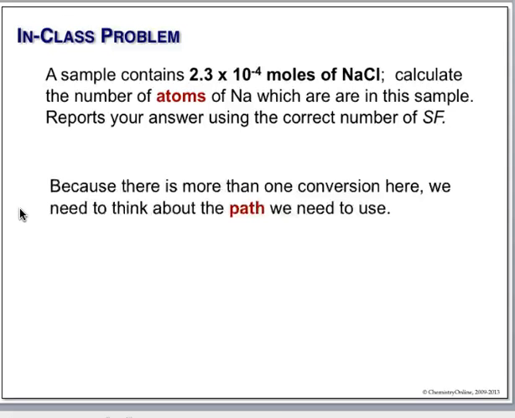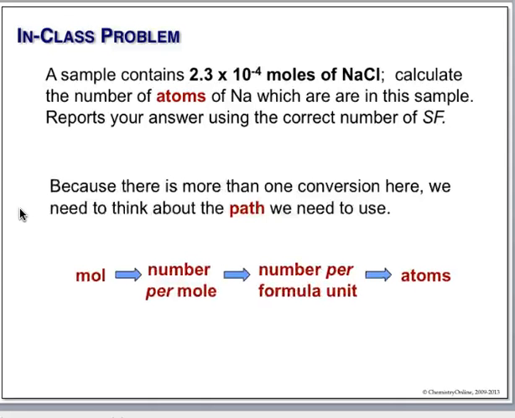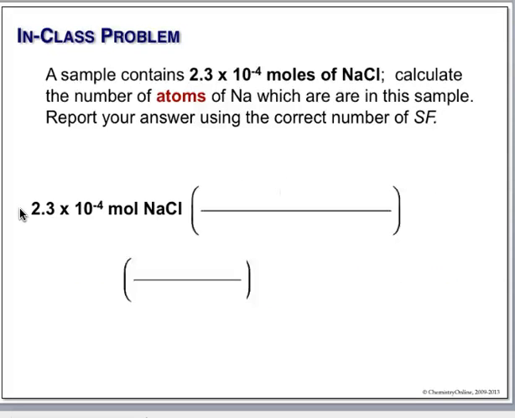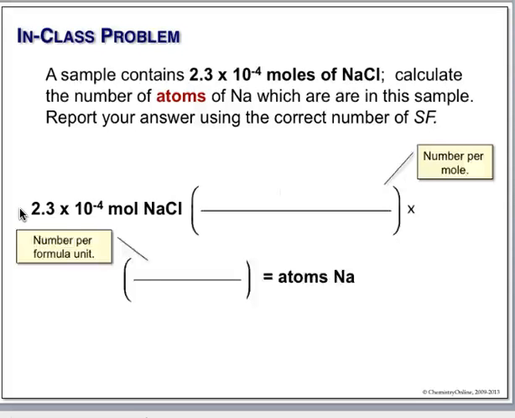So, let's do this math, and you guys can fill in the ratios. Let's start with moles. Go to number per mole, number per formula unit, that's sodiums per sodium chloride, and wind up with atoms. Our given here is going to be 2.3 times 10 to the minus 4, and here's our two ratios. Fill them in.